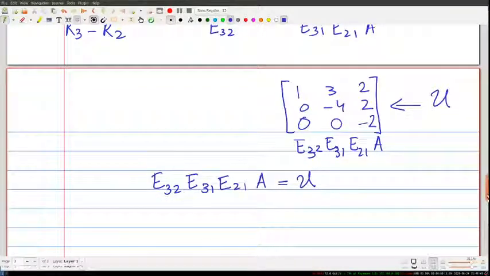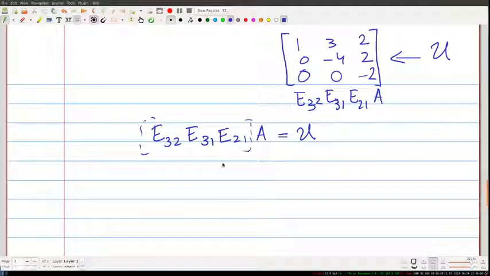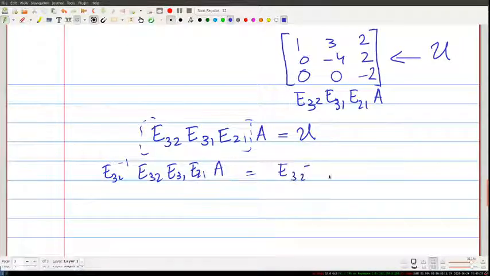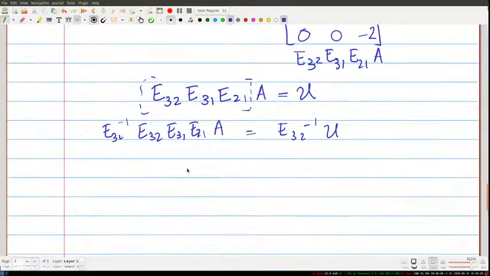And now I want to make the same argument. I want to take all of these elimination matrices on the right hand side. And so I repeat the same step. I find the inverse of this one, inverse of this one, inverse of this one, and let's take them on the right hand side. So first I will need to multiply by E32 inverse from the left hand side, and over here I get E32 inverse U. So these two give me the identity matrix. I have E31, E21 A is equal to just this E32 inverse U.